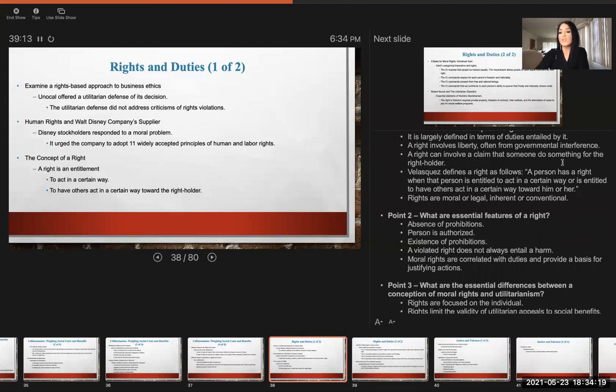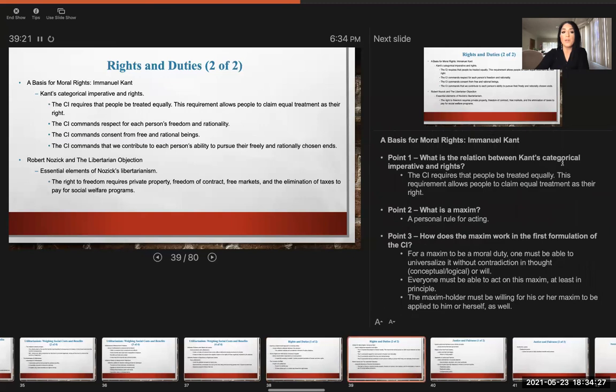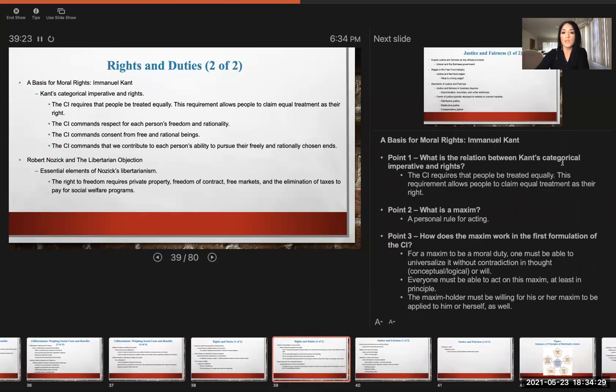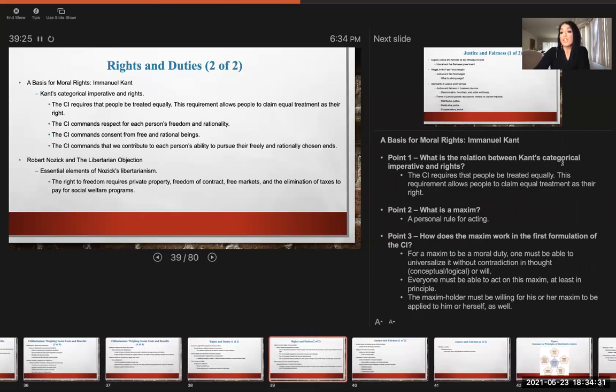And what are the essential differences between the conception of moral rights and utilitarianism? Well, rights are focused on the individual, and rights limit the validity of utilitarian appeals to social benefits as well. Now let's talk about the relation between Kant's categorical imperative and rights. We look at the CI requirement that people be treated equally, and this requirement allows people to claim equal treatment as a right.